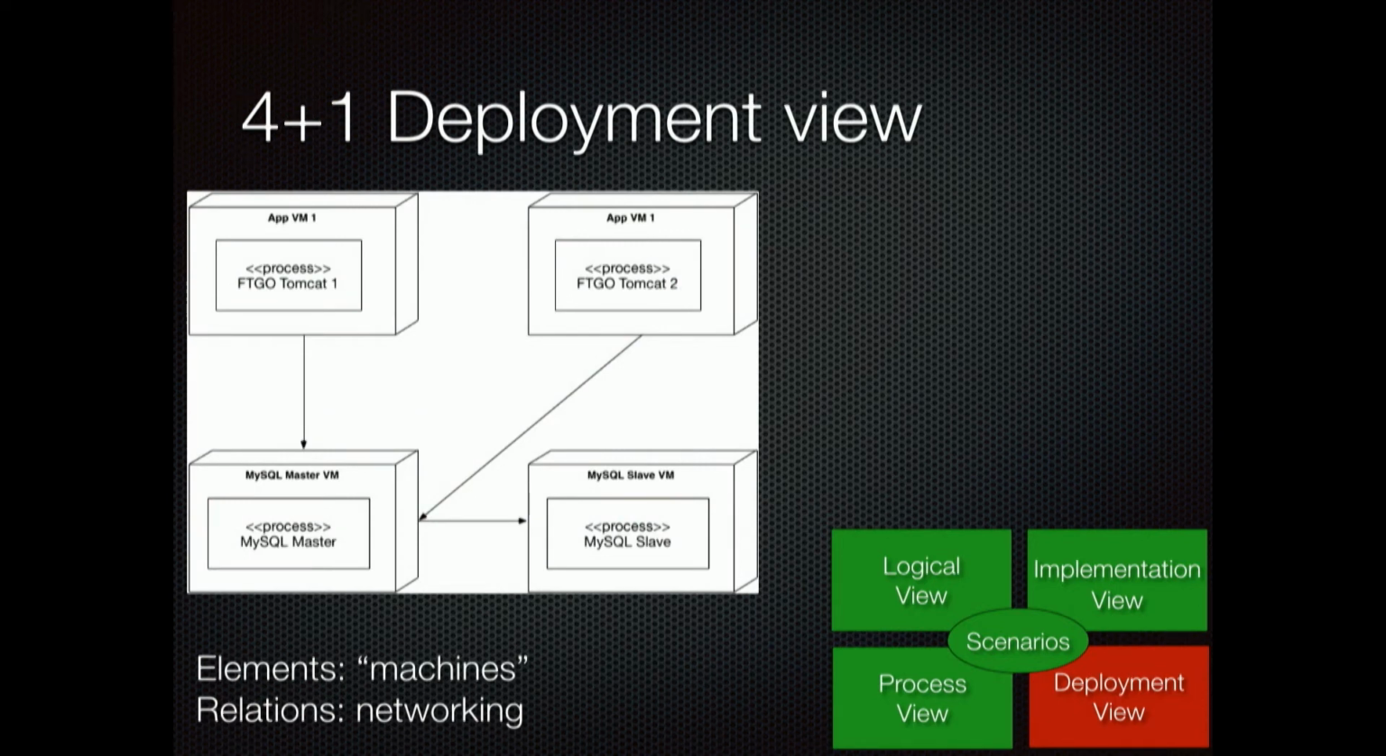So they used to be physical machines. These days it's likely to be a virtual machine, or they could represent containers. And then the relationships between them represent some form of networking. So those are the four views.